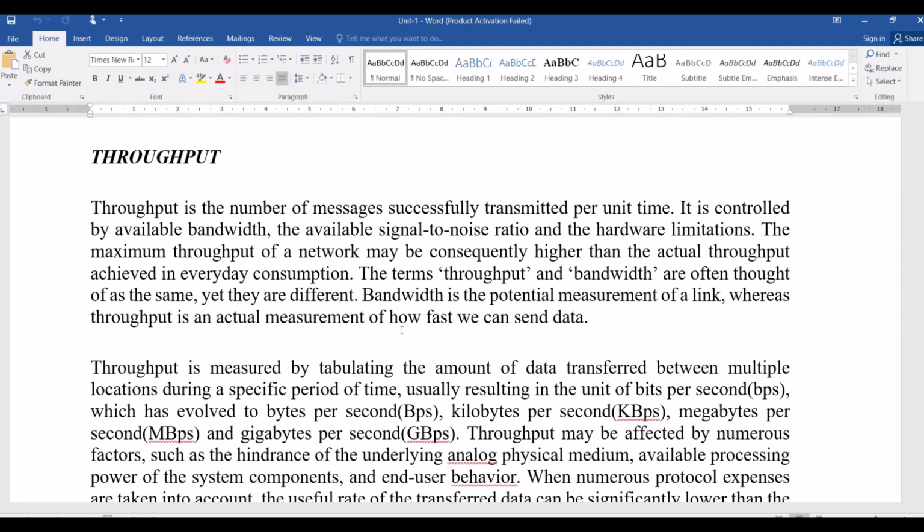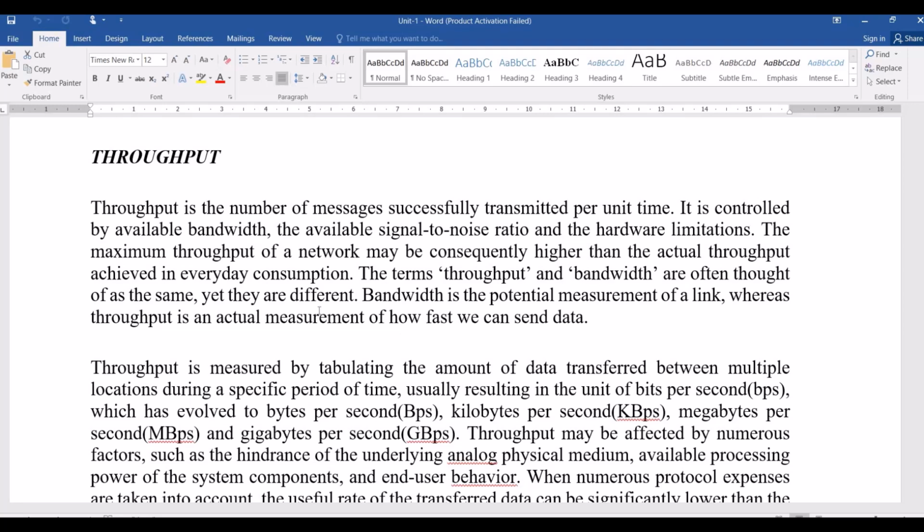In between, there's lots of loss of data in the connections, cables, all those things. Throughput is the actual measurement, not considering the loss of data, latency, all those things. Throughput is measured by tabulating the amount of data transferred between multiple locations during a specific period of time, usually resulting in the unit of bits per second, which can be bytes per second. Here B capital and b small are different in transmission. If you say MBps, with capital B, this is megabyte per second. If small b, capital M, small b, this is called megabit per second. So kilobyte per second and kilobit per second, all these things.